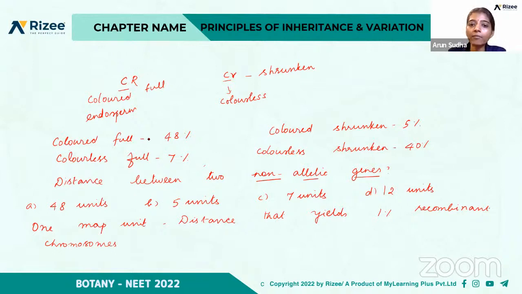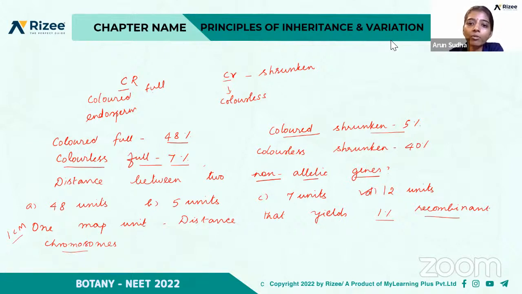For example, the colored full is the parental. We are crossing the colored full with the colorless shrunken, so these are the parental types. The recombinants are colorless full, 7%, and colored shrunken, 5%. So these two are the recombinants, and it produces about 12% recombinants. One map unit or 1 centimorgan is equal to the distance that yields 1% of the recombinant chromosomes. Here it is 12%, so the answer is 12 units.